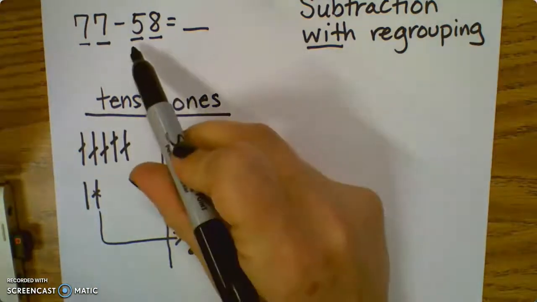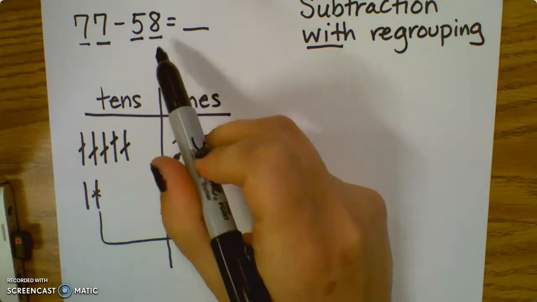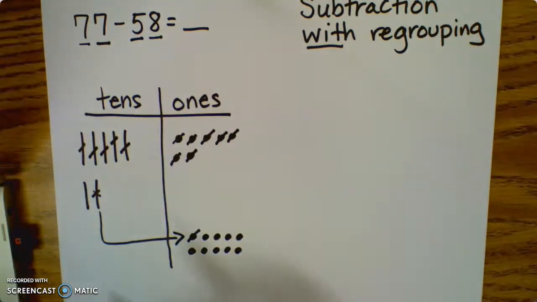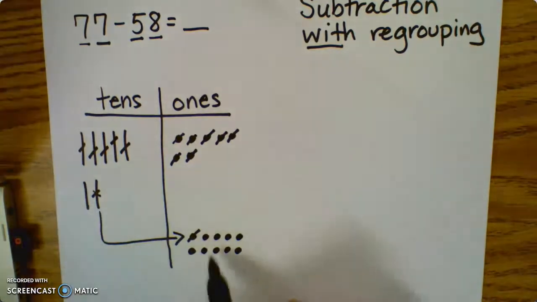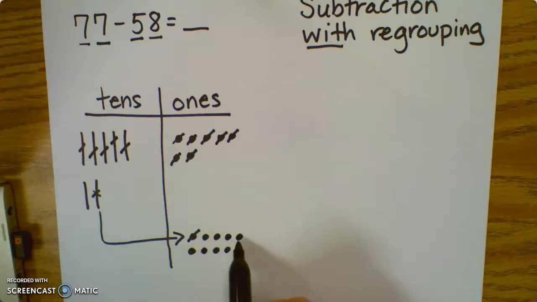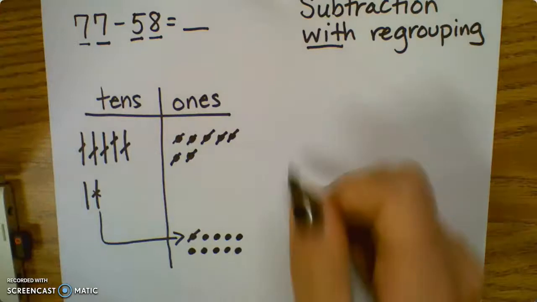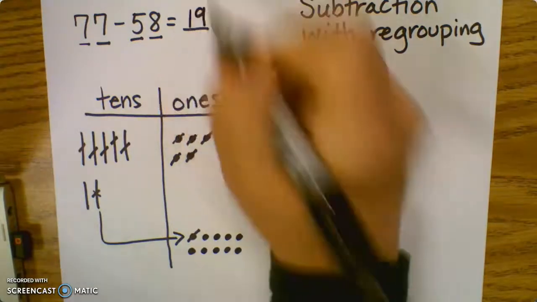So now we took away our 5 tens and our 8 ones, and now we're going to count up what we have left. We have 1 ten over here, and we have some ones over here. So we have 10, 11, 12, 13, 14, 15, 16, 17, 18, 19. So our answer is 19.